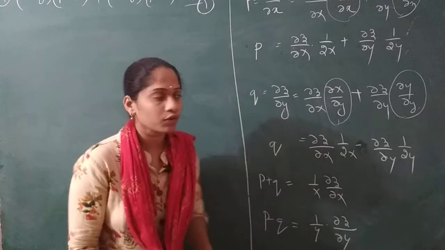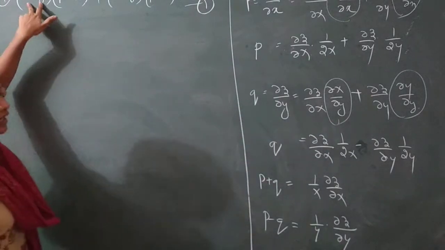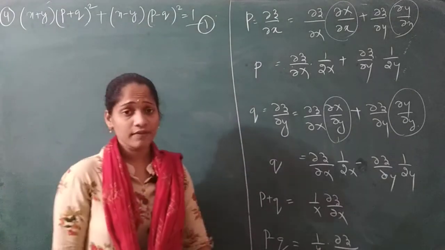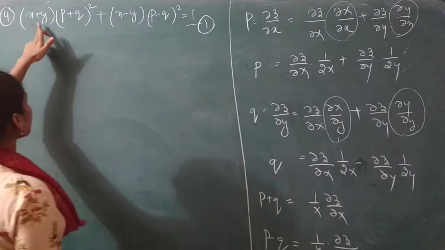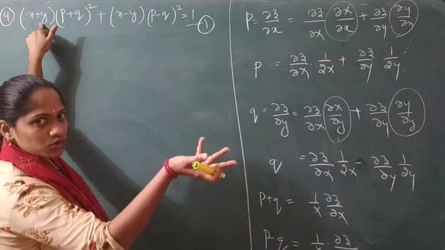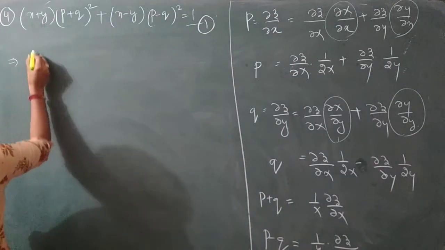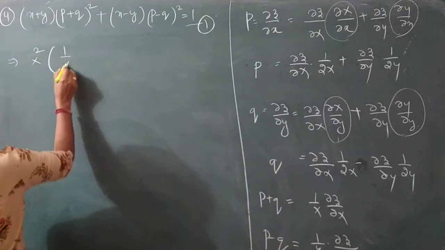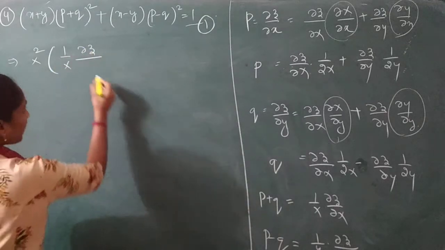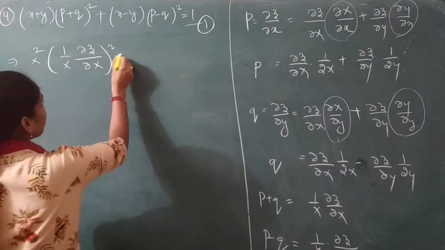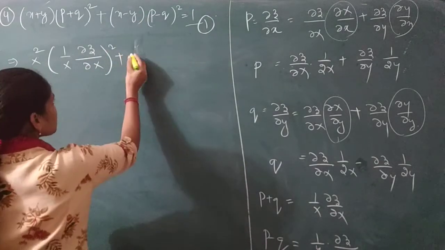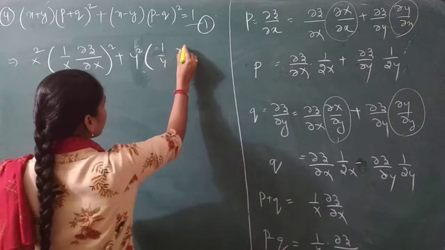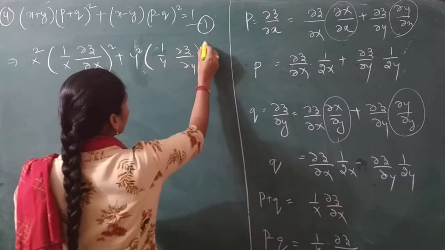So next what we have to do? By seeing the equation, yes, we know the value of X plus Y, and we know the value of P plus Q, and we know these both values. Now we have to substitute here. And what is the value of X plus Y? That is X square, right? X square into what is the value here? 1 by X ∂Z by ∂capital X whole square plus, and what is the value here? Capital Y square into, what is this? 1 by Y into ∂Z by ∂capital Y whole square equal to 1.